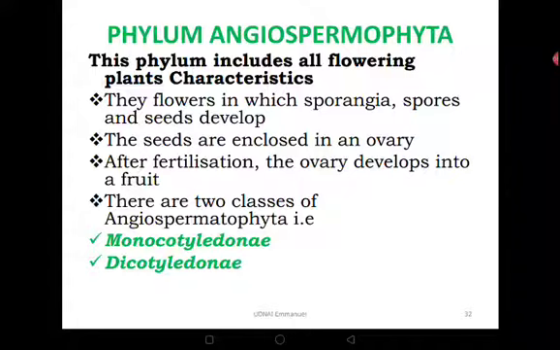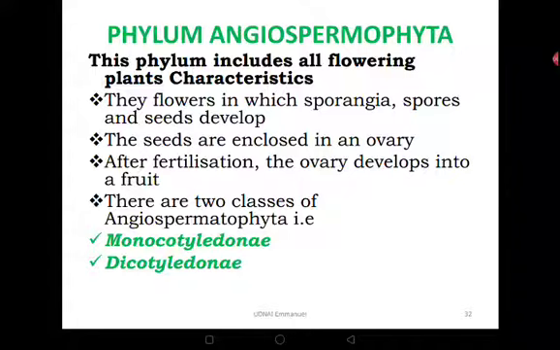If you have ever seen a plant with flowers, maize, tomatoes, tobacco, cotton, rose, and any other flowering plant, they belong to this phylum. And I know you like them, right? They have flowers in which the sporangia or spores and seeds develop. So from the flower is where you will have the seeds. After flowers, then you will eventually get the seeds later. The seeds are enclosed in the ovary. That is true. I know the ovary eventually develops into a fruit after fertilization.